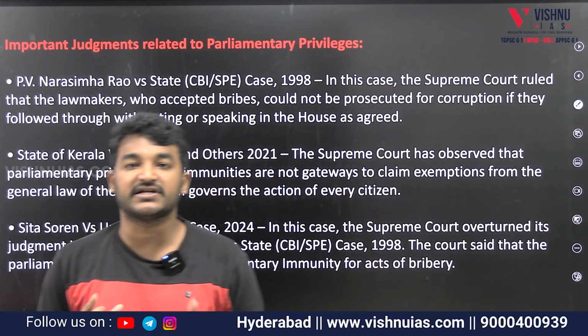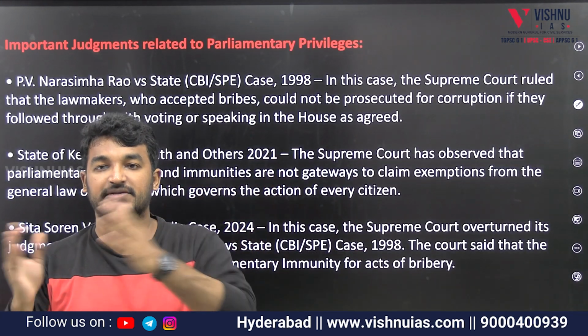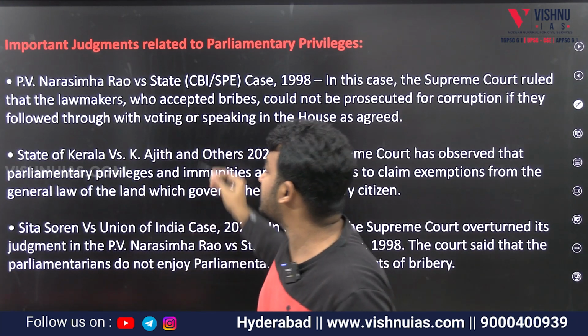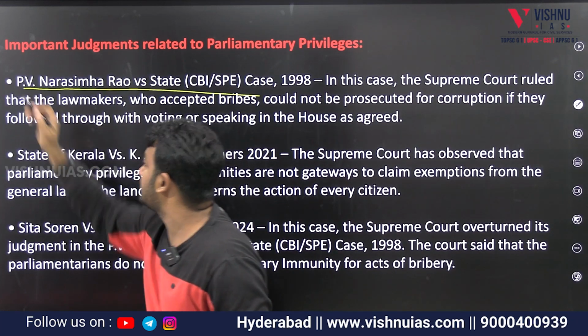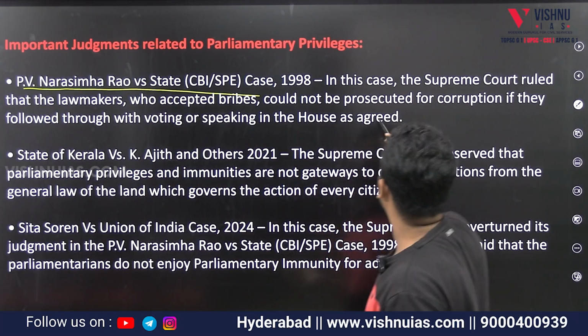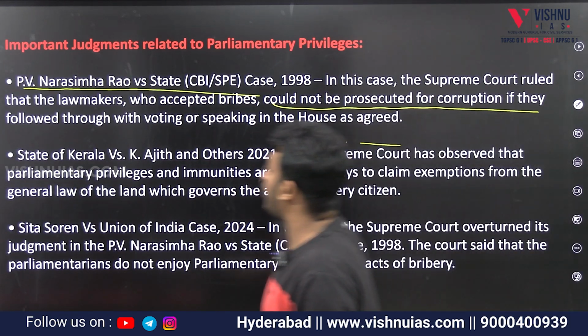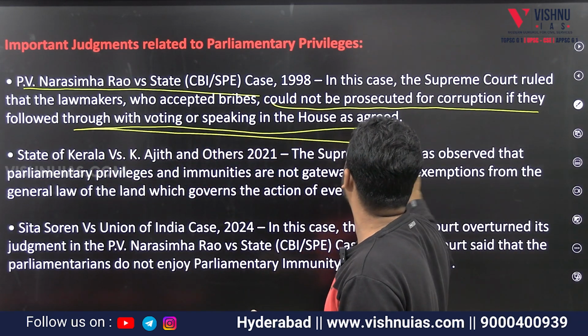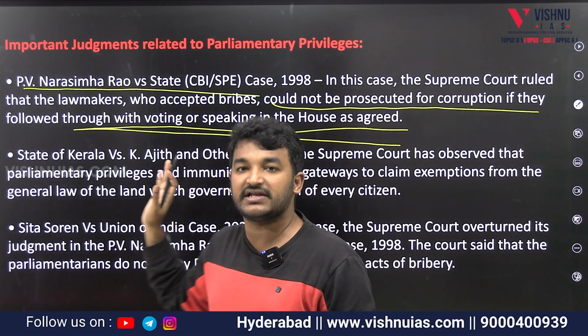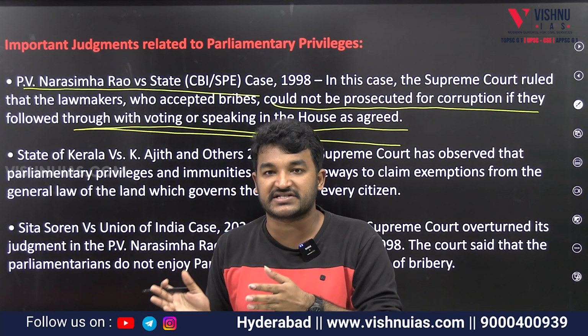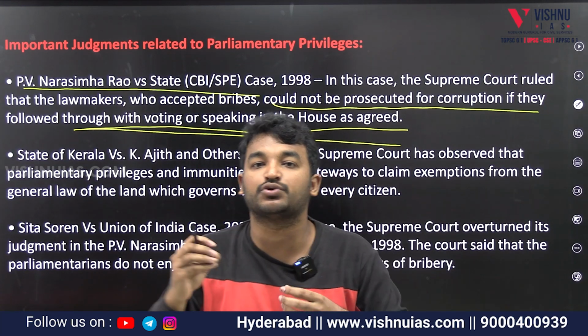Okay. For value addition, I will be giving some judgments and some international practices with respect to parliamentary privileges. First is the P.V. Narasimha Rao case. In this case, the Supreme Court said that lawmakers could not be prosecuted for corruption if they followed through with voting or speaking in the House as agreed. Basically, the Supreme Court ruled that lawmakers could not be punished if they took a bribe to say something.